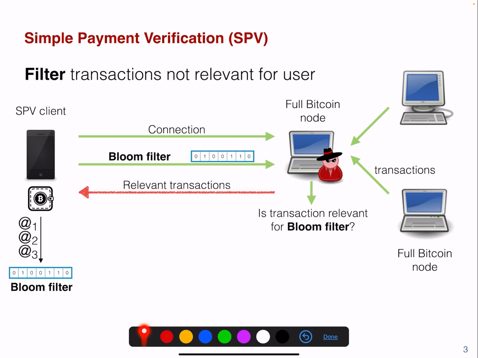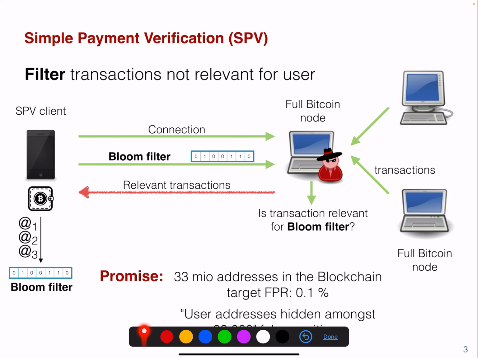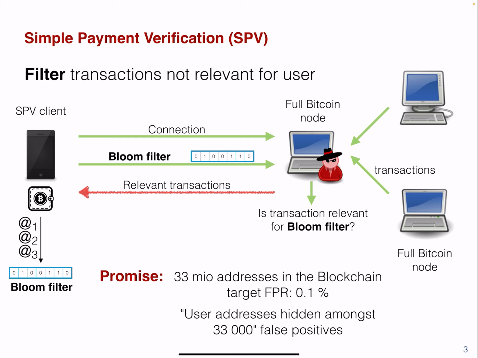Now, what if this full node is an adversary, a malicious node? Well, the Bitcoin developers said we approximate around 33 million addresses in the blockchain. This was actually quite a while ago. The target false positive rate is 0.1%. So in that case, the user's addresses should be hidden among 33,000 false positives, which should be a high enough anonymity set. Well, that's the promise.